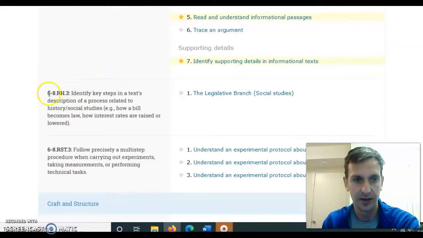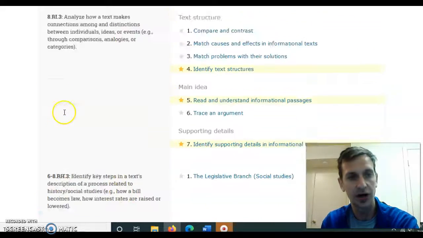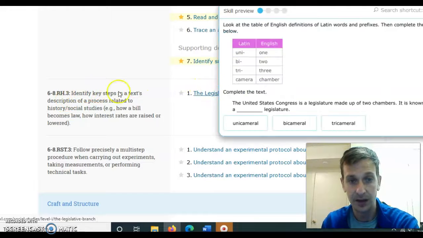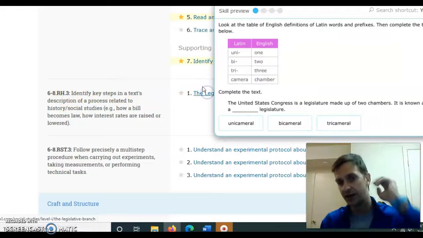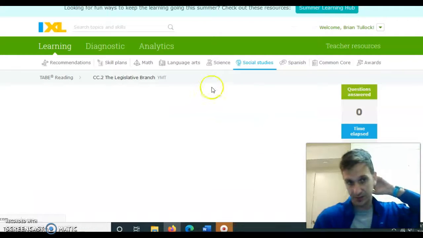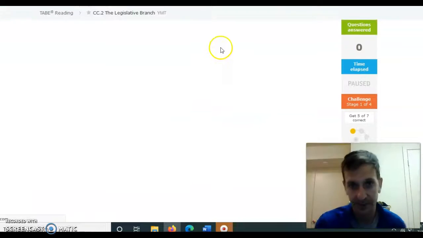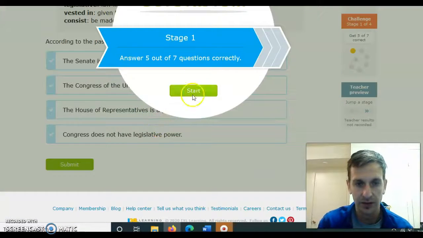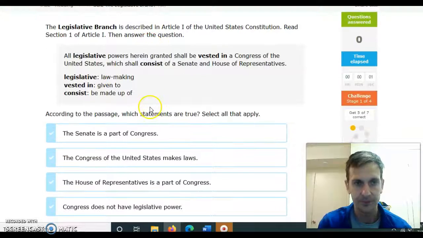Alright, so here we scroll down a little bit and here it is, our skill that we're going to talk about. And these are all Common Core skills. They're across the board. Every state has Common Core. So these are the skills you need to know. So I'm going to click on this and we're going to go to the legislative branch and start answering some of these questions. Alright, so let's go ahead and begin.